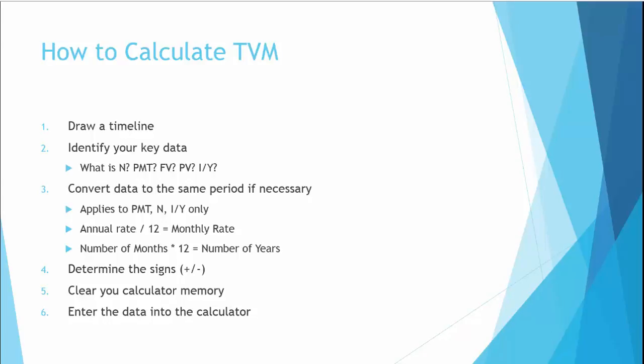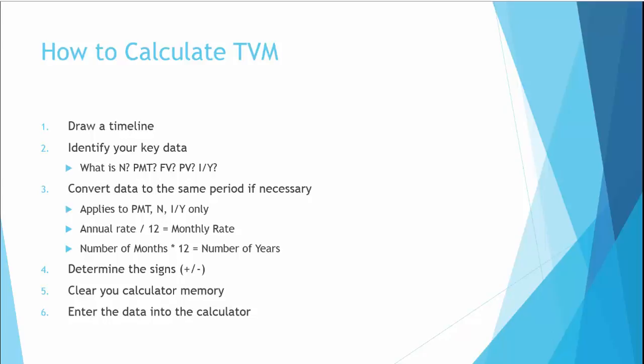Step 3, convert the data to the same period. Does the interest compound annually? That means it only compounds once per year. It could also compound semi-annually, quarterly, or even monthly, depending on how the problem is set up. This only applies to payment, number of periods, or the rate. If the rate is semi-annual, then you must multiply the number of periods by 2 and divide the rate by 2 to correct for semi-annual compounding. If the rate is quarterly, then you must multiply the number of periods by 4 and divide the rate by 4 to correct for quarterly compounding. If the rate is monthly, then you must multiply the number of periods by 12 and divide the rate by 12 to correct for monthly compounding, as shown on the slide here.